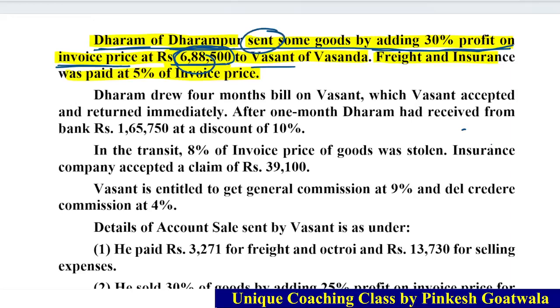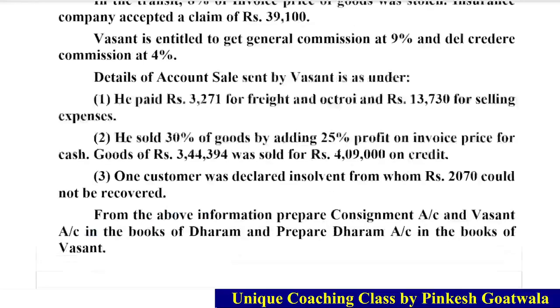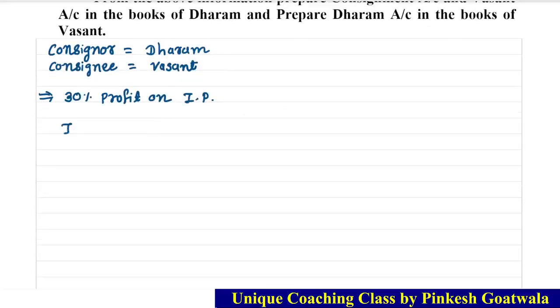goods ને sent કર્યું છે. કઈ પ્રાઇઝે? 6,88,500. So remember it's called invoice price. જે પ્રાઇઝે goods send કરવામાં આવે એ પ્રાઇઝને શું કહેવાય? Invoice price. So here it is the invoice price. Remember, if in a question they say goods sent at 5 lakh, then 5 lakh is called invoice price. Okay, 5 lakh શું કહેવાશે? Invoice price. So here we have the invoice price, which means we have to find out cost and difference.